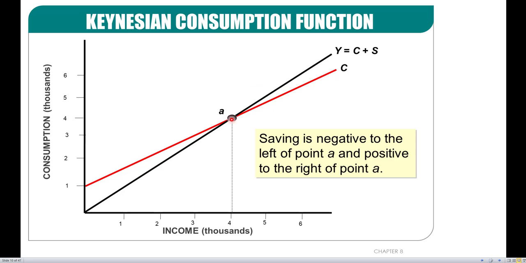And exactly at point A, this is where our equilibrium is going to lie. Our savings, our income is exactly equal to our consumption. So $4,000 of income, $4,000 of consumption, savings equals 0 at this particular equilibrium point. So that's the very first thing that we want to know about savings: negative to the left of point A, positive to the right of point A.